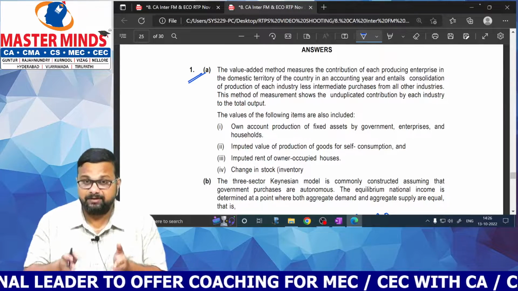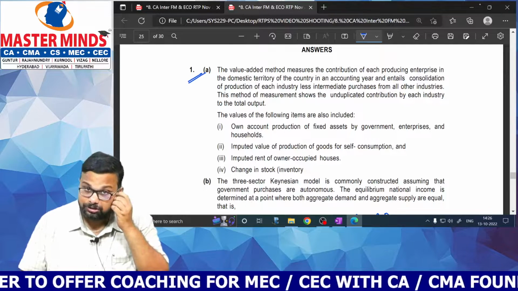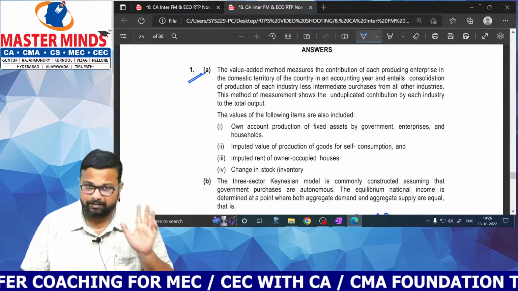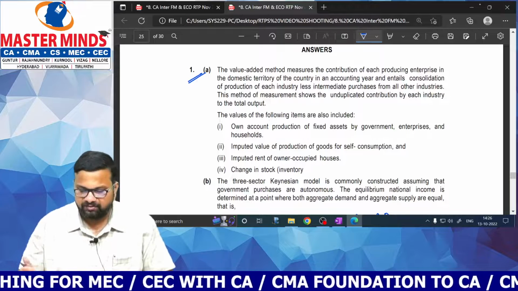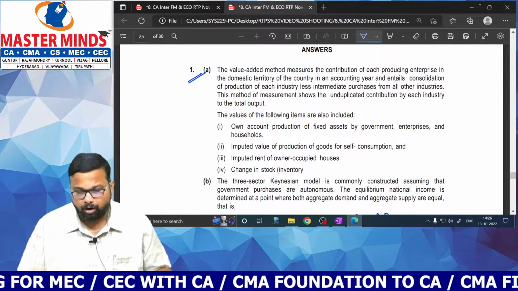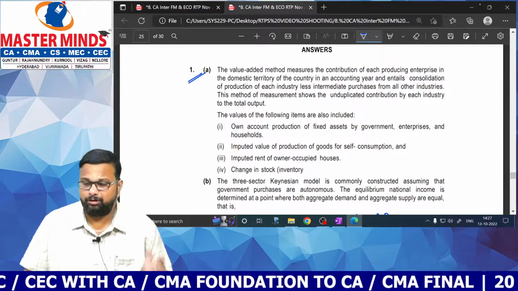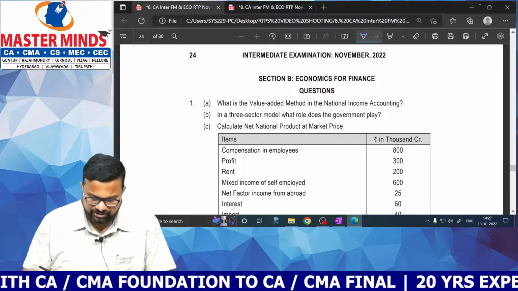The content given in our material is more than sufficient. In fact, the answer given by ICAI is very concise. We have added formulas also. All the points given in the first answer are already there in our material, so if you write it as it is, that is more than sufficient. We have to give a brief introduction about the value added method, what the procedure is, and what items are to be included and excluded while calculating national income under the value added method. That is the first answer.